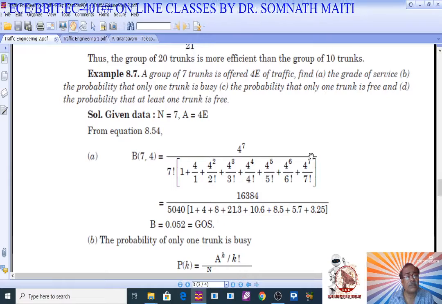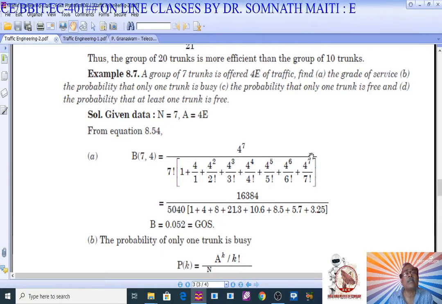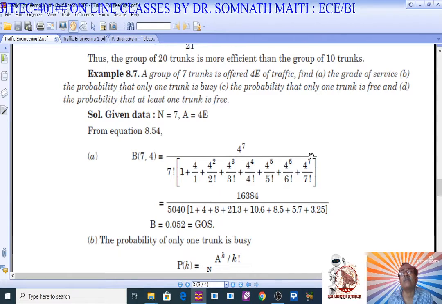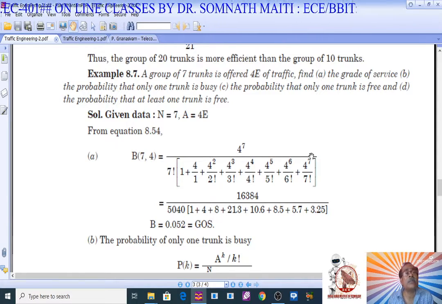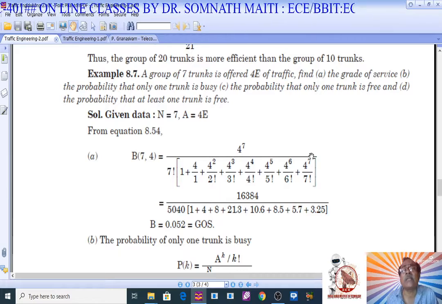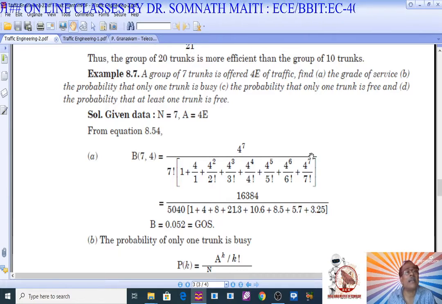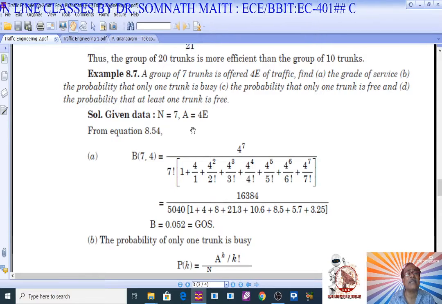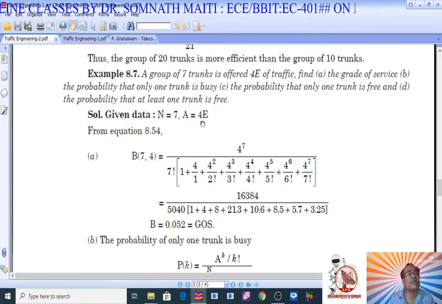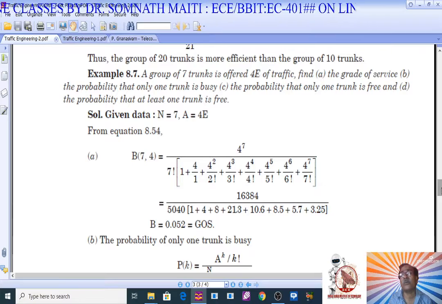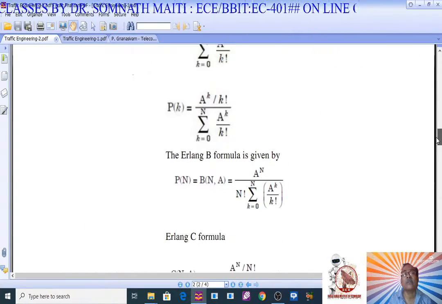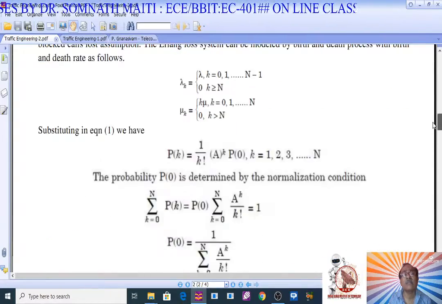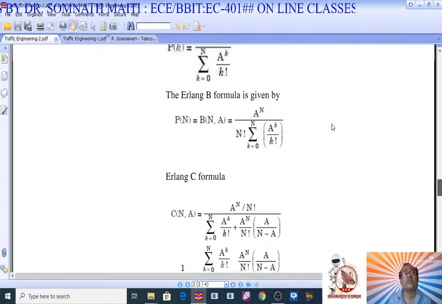Okay, let's come to this problem. A group of 7 trunks is offered 4 Erlang of traffic. Find A, the grade of service; B, the probability that only one trunk is busy; the probability that only one trunk is free; and the probability that at least one trunk is free. So n is 7, A equals 4 Erlang. Equation 4.54, that is equal to this one. This formula.